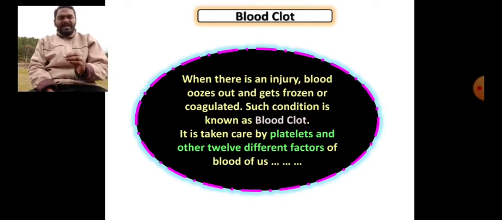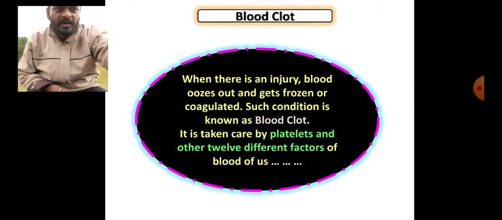So it is taken care of by whom? The platelets and the other 12 different factors which are there in our blood. So totally 13 different factors are responsible for determining the blood clot, and one among them is the presence of platelets. And other things in detail, in higher classes you will learn. This is just for your idea, knowing how the blood clot takes place, for idea only.